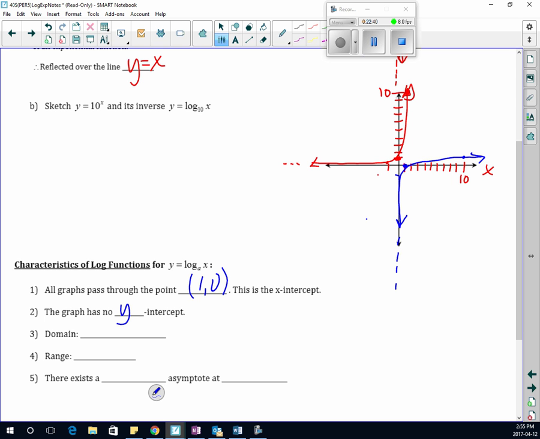The domain of the exponential was negative infinity to infinity, and the range was 0 to infinity. Guess what happens when you find the inverse? The domain and the range switch. So what's my domain this time? 0 to infinity. And my range is negative infinity to positive infinity. Before, I had a horizontal asymptote at y equals 0. So now we have a vertical asymptote at x equals 0. Very good.